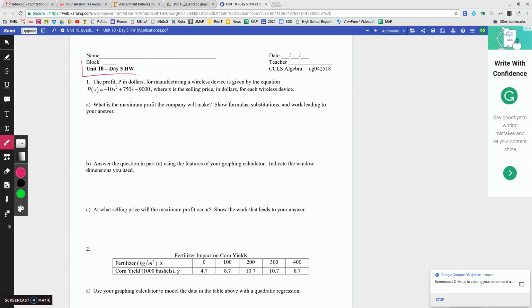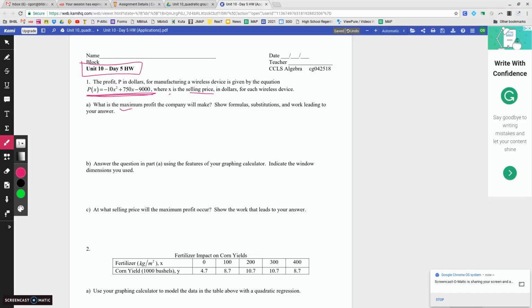Today we're going to be talking about our Unit 10 Day 5 homework. We're talking about applications of quadratic functions. So the question says that we have profit P in dollars for manufacturing a wireless device given by the equation P of x equals negative 10x squared plus 758x minus 9,000. x is my selling price in dollars for each wireless device.